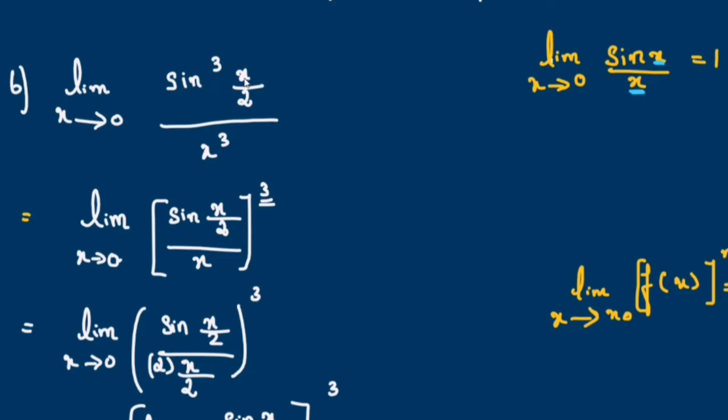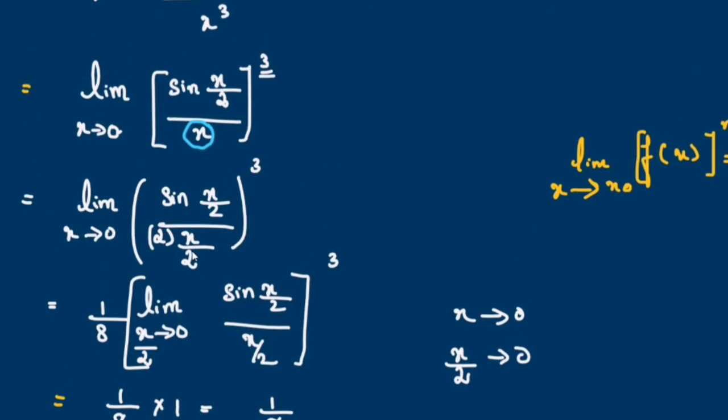You have sine cube, the angle is x by 2. So you should have x by 2 here. But you have only x. So divide by 2 and multiply by 2. To make it as x by 2, divide and multiply by 2. 2 cube, there is one cube outside. So 2 cube is 8 and it is the denominator. So it is 1 by 8. 1 by 8 is a constant. So you can take it outside the limit.